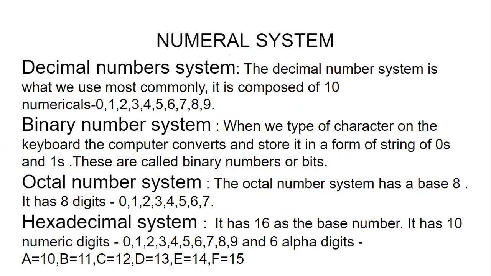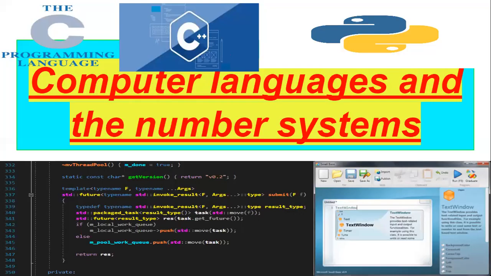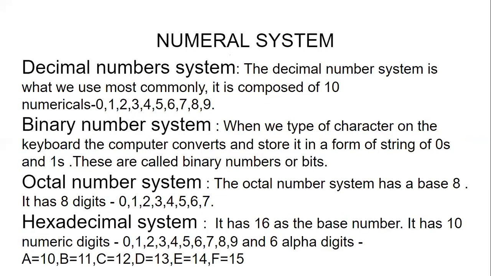Next, the computer languages. Here, as we saw, all these languages are there. But even if there are languages, the computer takes whatever is there as numbers and a few specific alphabets. So these are known as the number systems. In that we have the decimal number system. The decimal number system is what we use most commonly. It is composed of 10 numerals, 0, 1 and so on till 9.